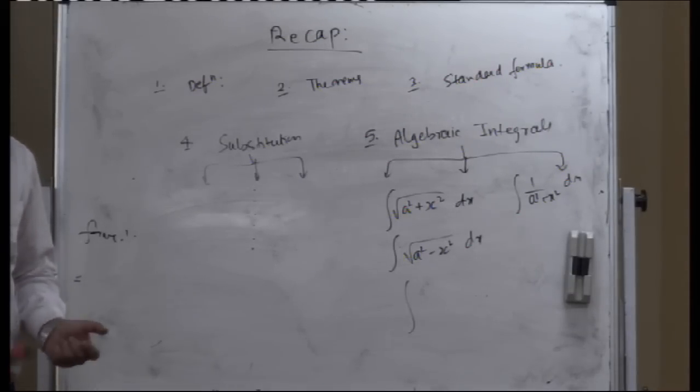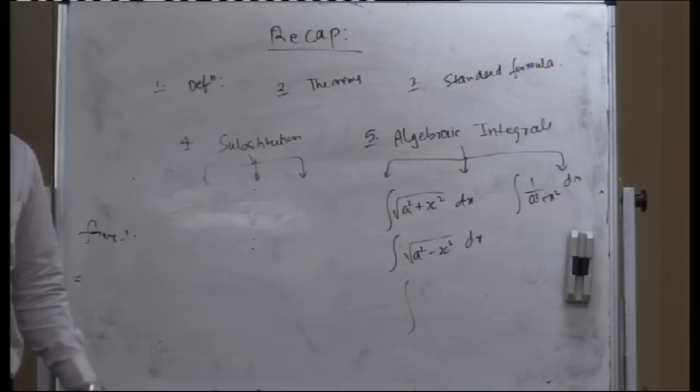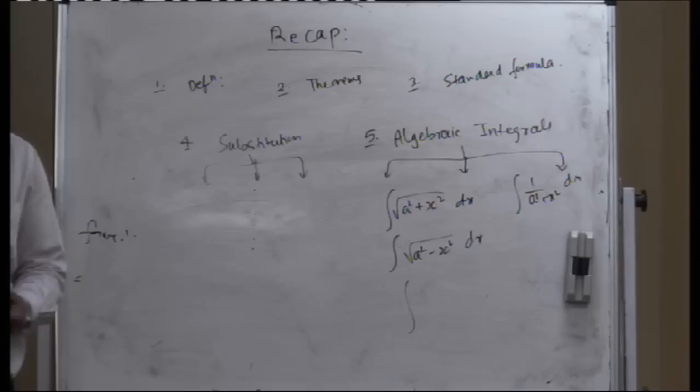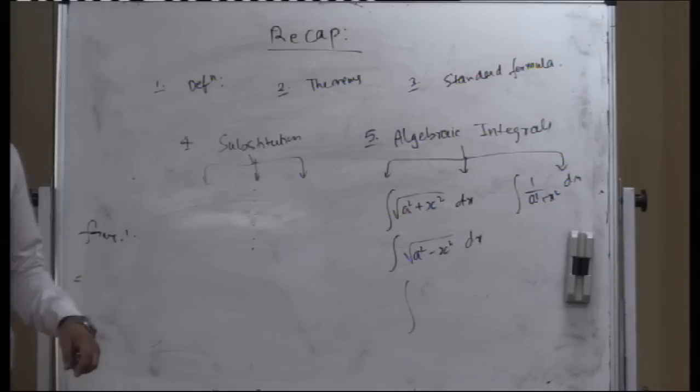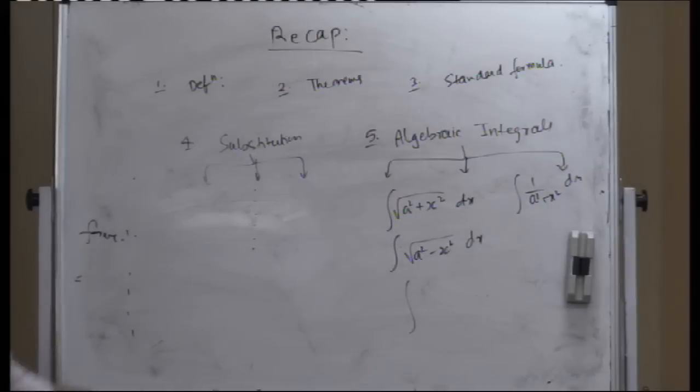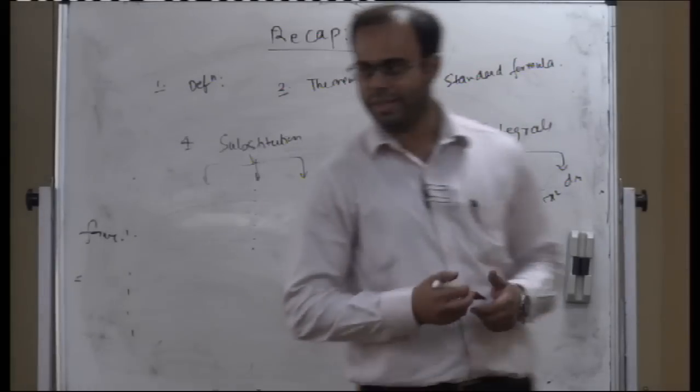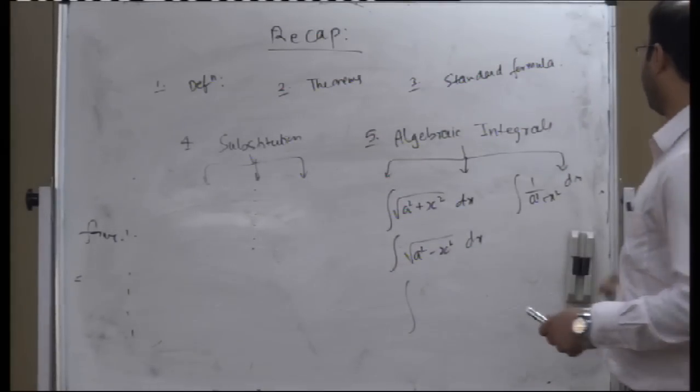Then we come across ax square plus b, cx square plus d, then linear, and then root over quadratic, then outside linear as well, root inside linear. So all those forms you have to remember. Then this is actually the algebraic integrals you have completed.